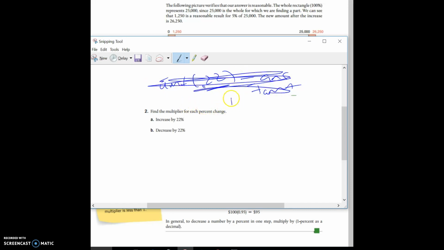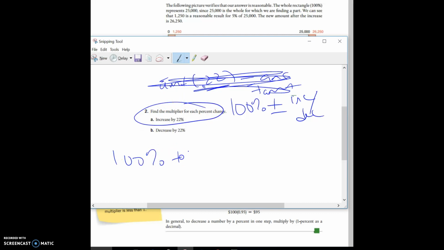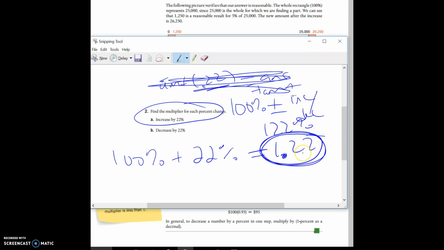So with a multiplier, you either take 100% and add or subtract whatever your increase or your decrease is, and then you put it in decimal form. So if I'm increasing by 22%, I have all of it, plus I'm actually gaining 22%. So that's 122%, which in decimal form, if I move the decimal back, is what my multiplier would be. And it would basically do the same thing as getting 22%, finding the answer and adding it and getting the new answer.